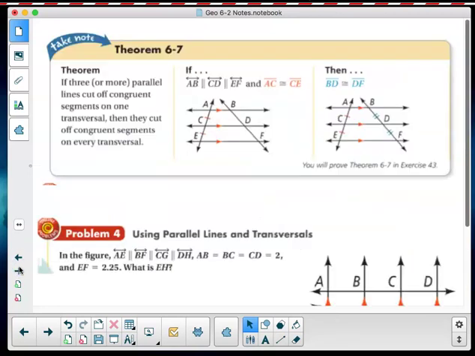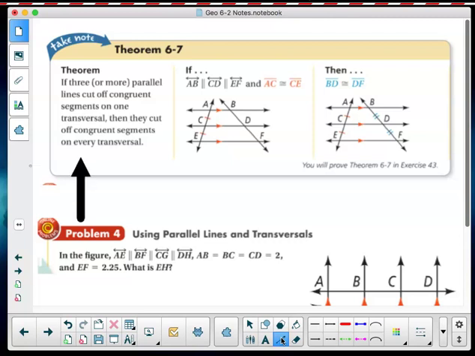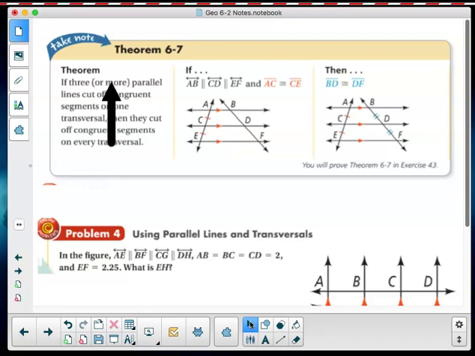Now, we got another property here when we're doing this. And I want to make sure that you recognize this. This is kind of an extension of one of these. Theorem 6.7. If 3 or more parallel lines cut off congruent segments on one transversal, then they cut off congruent segments on every transversal. Okay, so remember, these 3 lines are parallel. They do not have to be anything more.